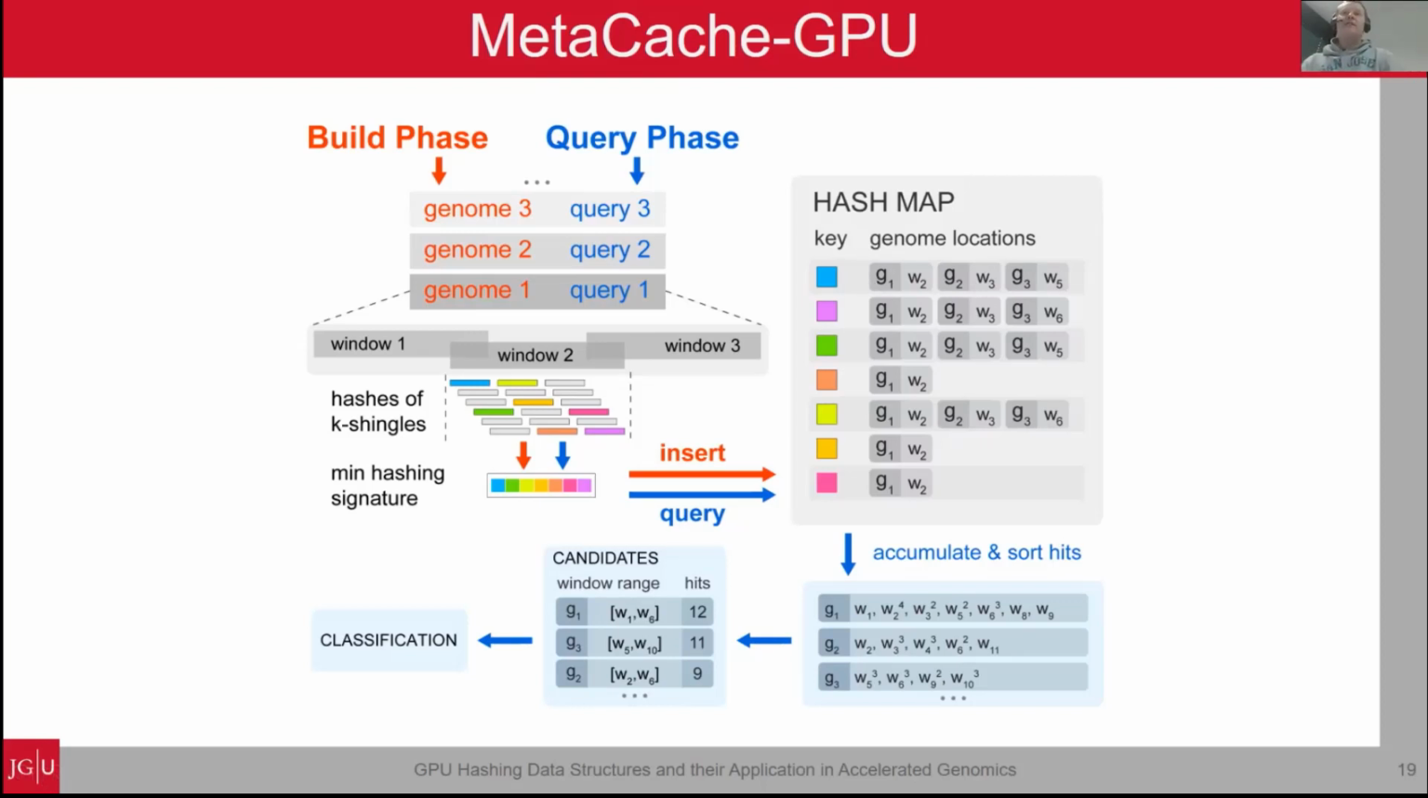Now in the second phase, you have the query phase. You take every read, do the MinHashing, and then use the k-mers to query that hash map, and you retrieve the genomic IDs where this k-mer occurs. You do that for all the k-mers in your sketch, and then you get counters, and the genomes with the highest counters are then chosen to classify your read. Let's say genome number 1 has 12 hits, so this read might be classified as genome number 1.